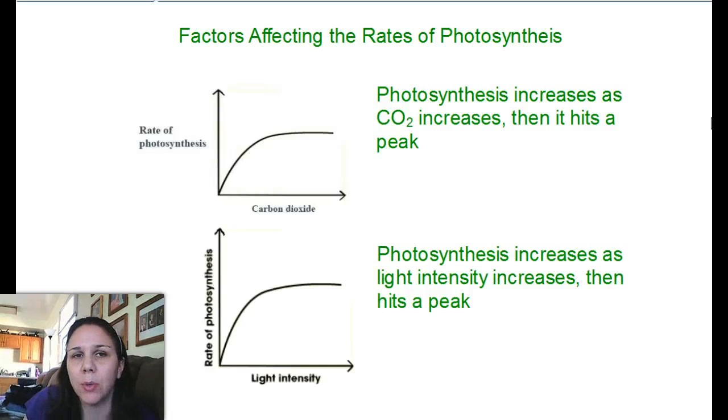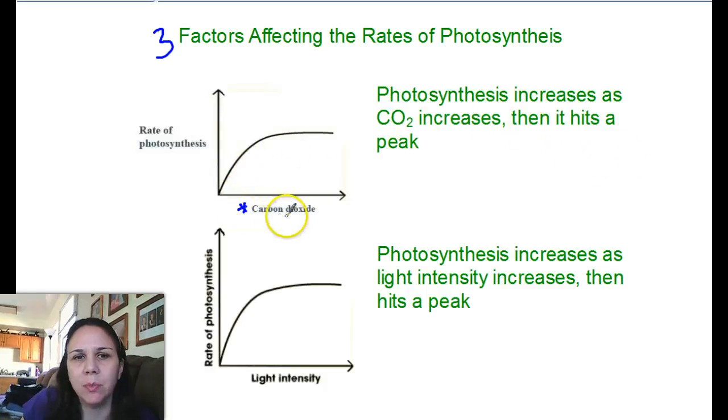Now, we've been messing around in the lab with different ways that I can affect the rate of photosynthesis. There are three main factors that affect it. One of them is carbon dioxide concentration. That was the first experiment we did, messing with the concentrations of carbon dioxide in the water by adding different amounts of baking soda.